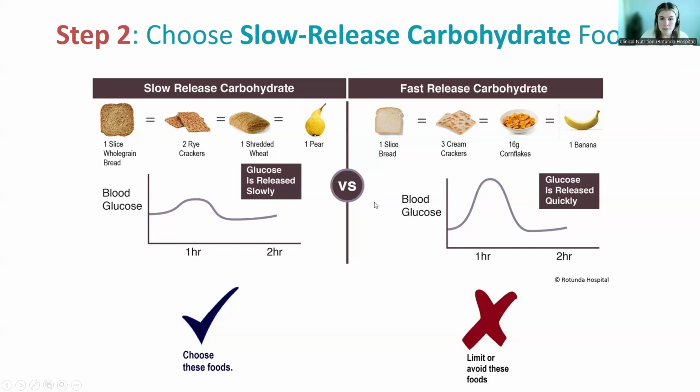On the right-hand side of the screen, we can see the term fast-releasing carbohydrate foods. What that means is whenever we eat these foods, we digest them really quickly in our body, and the glucose is released really, really quickly and can spike up our blood glucose levels very easily. So we're encouraging you to limit or avoid these foods. Fast-releasing carbohydrate foods are usually quite refined, they're low in fiber, and they may be quite processed with added sugars, and therefore they can spike up the blood sugar levels very quickly. That would be things like white bread, cream crackers, cornflakes or bananas. These would be the types of carbohydrate foods to limit or avoid.